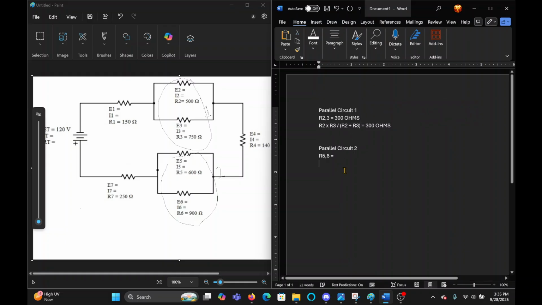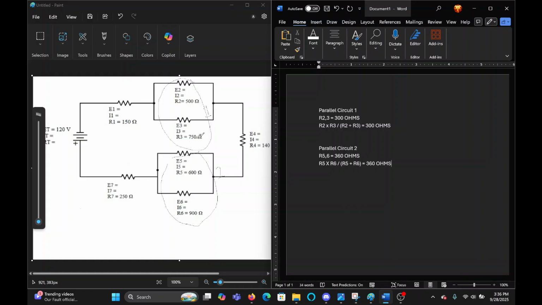So that's going to be R5 times R6, since there's only two resistors in this parallel circuit. And then we're going to add R5 plus R6 together, and that's going to be equal to 600 times 900 divided by parentheses 600 plus 900. It's going to be equal to 360 ohms.